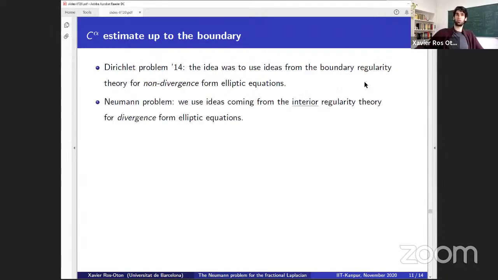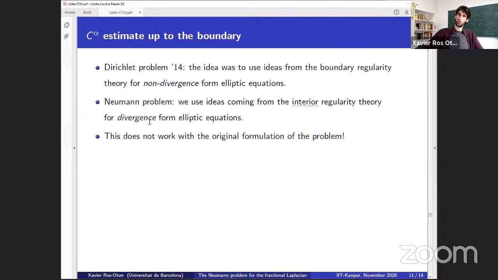And what we do is something quite interesting, I think, which is to use ideas from the interior regularity theory for divergence form elliptic equations. So for the Dirichlet, we needed to use ideas from the boundary regularity theory for non-divergence form. Well, for the Neumann, we need to use ideas from the interior regularity theory for divergence form. Okay, so it's completely different. And more precisely, it is the Moser iteration that I mentioned at the beginning.